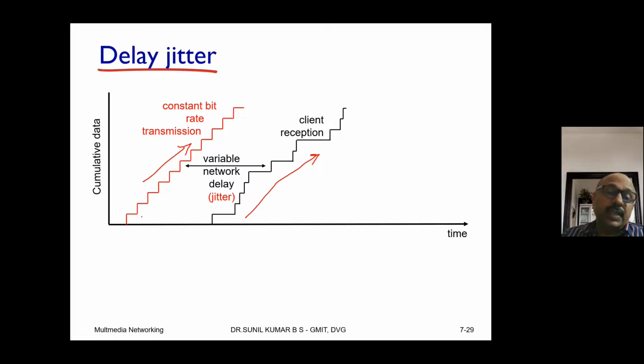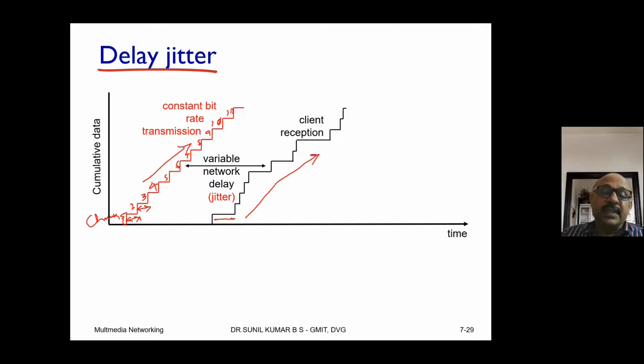You see that the transmission has a uniform delay in every step. Let us assume that each one is a chunk, and different chunks are transmitted: chunk number 1, 2, 3, 4, 5, 6, 7, 8, 9, 10, and 11. Let us assume there are 11 chunks, and they are transmitted with an equal delay here. But you see what is happening in the network. The network cannot take equal time to transmit or reach the destination.